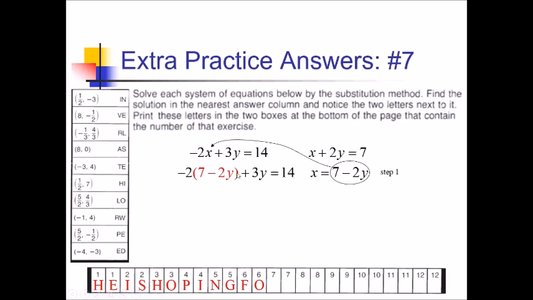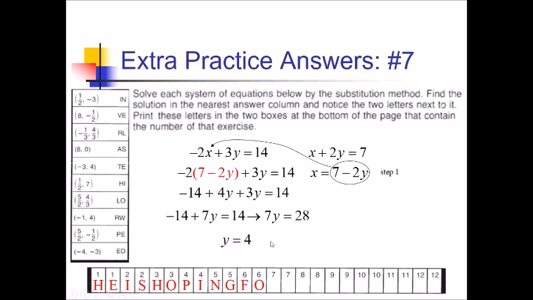Now I have to distribute to get this y out of the parentheses. So I've got negative 2 times 7 is negative 14. Negative 2 times negative 2y, that's going to be positive 4y. And I still have a 3y, and I still have a 14. Combining like terms, 4y plus 3y gives me 7y. And now to get the 7y by itself, next I'm going to add 14 over here. 14 plus 14 is 28. And now dividing both sides by 7 to get y by itself, we've got y equals 4.